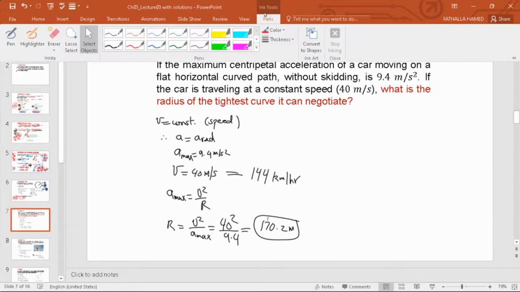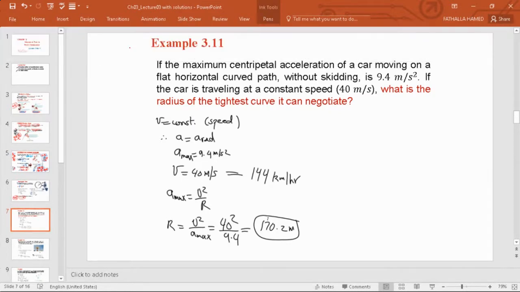Let's take an example here. The maximum centripetal acceleration of a car moving on a flat horizontal curved path without skidding is 9.4 meters per second squared. If the car is traveling at a constant speed of 40 meters per second, what is the radius of the tightest curve it can negotiate?